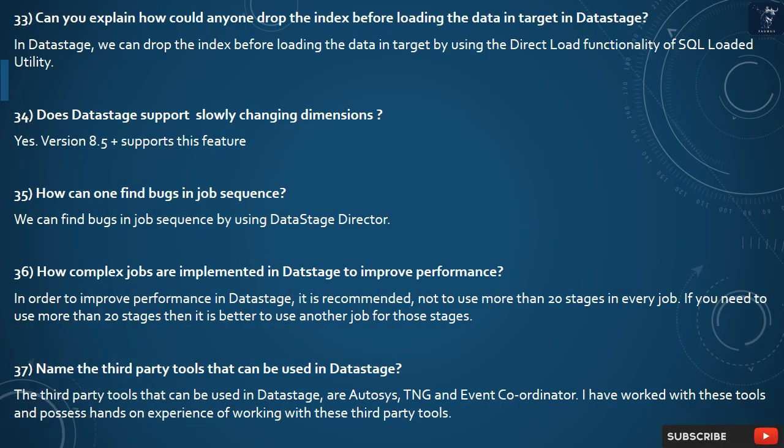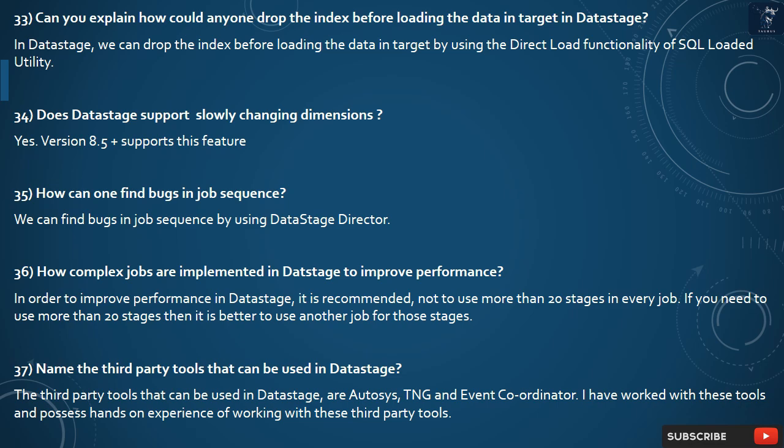33. Can you explain how could anyone drop the index before loading the data in Target in DataStage? In DataStage, we can drop the index before loading the data in Target by using the direct load functionality of SQL loader utility. 34. Does DataStage support slowly changing dimensions? Yes. Version 8.5 Plus supports this feature. 35. How can one find bugs in job sequence? We can find bugs in job sequence by using DataStage Director.